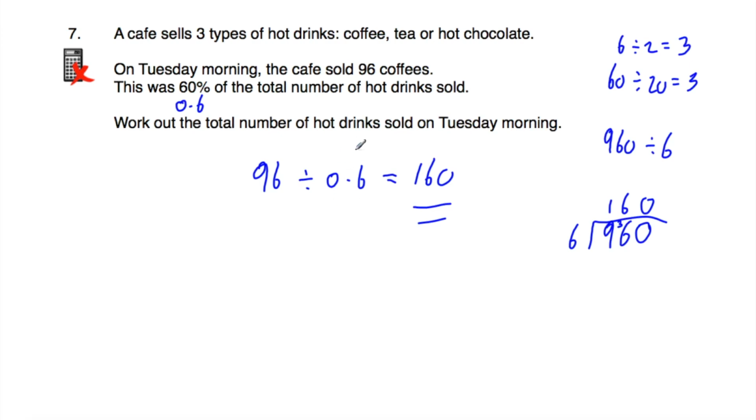And just because this was a decimal, what we did was we multiplied both numbers by 10, and we would get the same answer if we do that. Okay, let's have a look at our next question, question number 8.